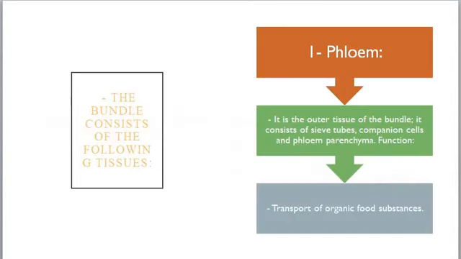The second layer after that is the phloem. The phloem is a bundle that follows the pericycle tissue, and is one of the vascular bundles. Okay, it is the outer tissue of the bundle, before the xylem.